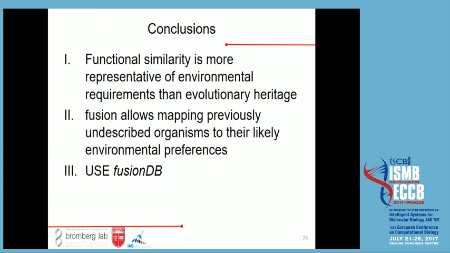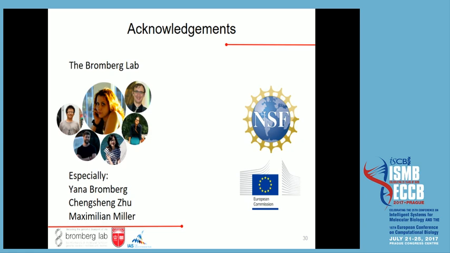So in conclusion, what I want to point out here is that functional similarity is more representative of environmental requirements than evolutionary heritage. We also enable you to map previously undescribed organisms to their likely environmental preference, and most important, of course, use the tool.